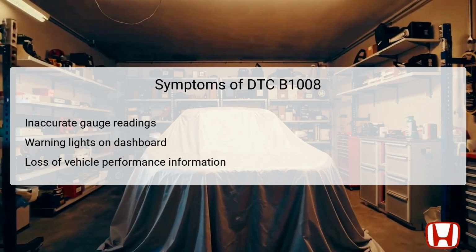When DTC B1008 is triggered, drivers may notice several symptoms that may affect overall vehicle performance. One prominent symptom is inaccurate readings on the dashboard gauges. For instance, fuel levels may appear wrong, or temperature readings may not align with the actual conditions. Additionally, the dashboard may illuminate warning lights, alerting the driver to potential issues that require attention.